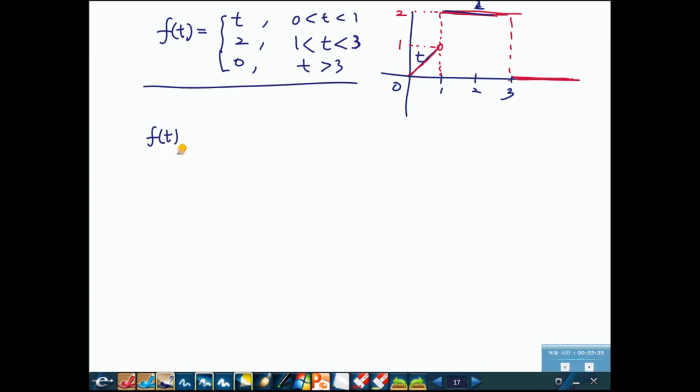So f of t mathematically is this. We have the first function t, right? So t times u of t minus, it's a block. I told you, it's a square function, right? Square function means it starts from 0 and it ends at 1, right? So it's t times u of t minus 0 minus u of t minus 1. This is the full writing of this square function. This is the first square function, right?